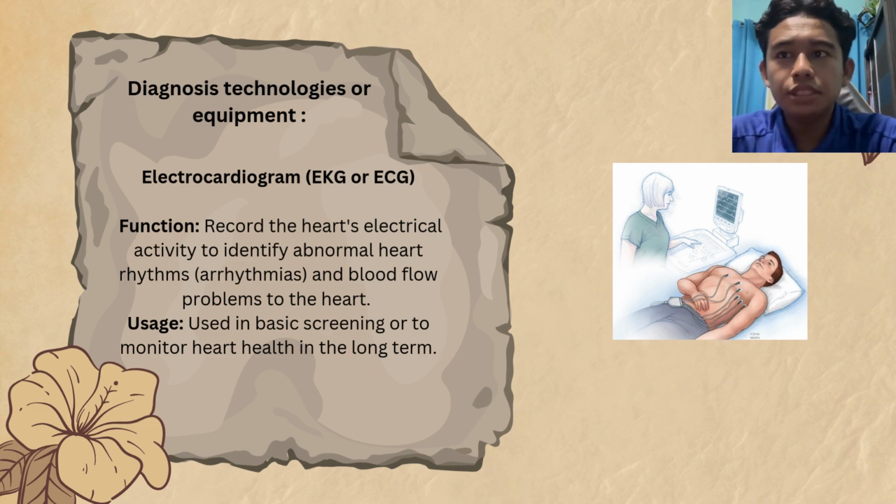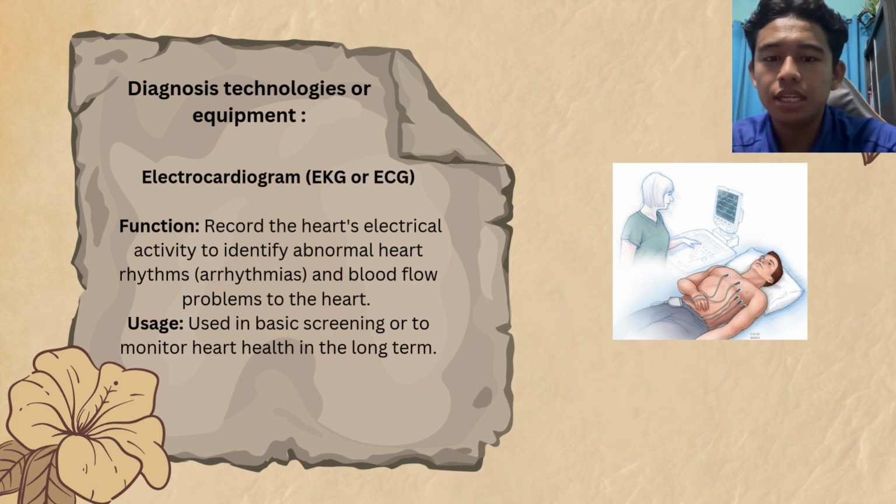Let's see diagnosis technologies or equipment. First, the electrocardiogram, or EKG or ECG. Function: records the heart's electrical activity to identify abnormal heart rhythm and blood flow problems to the heart. Usage: used in basic screening or to monitor the heart in the long term.